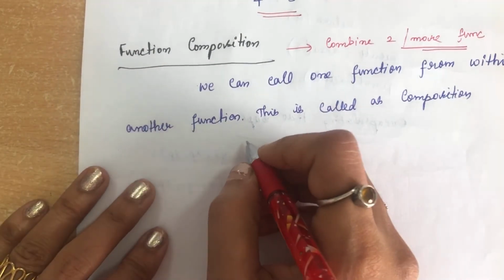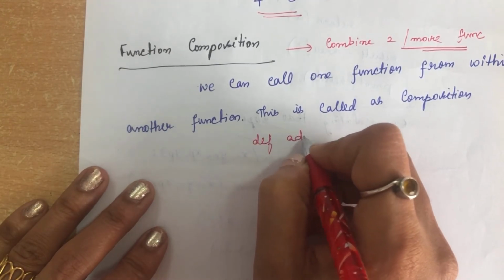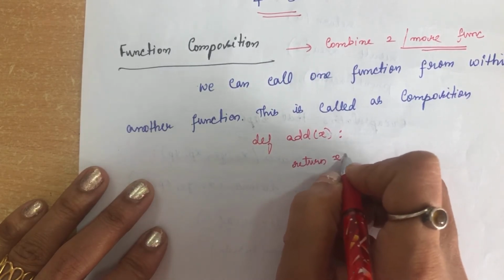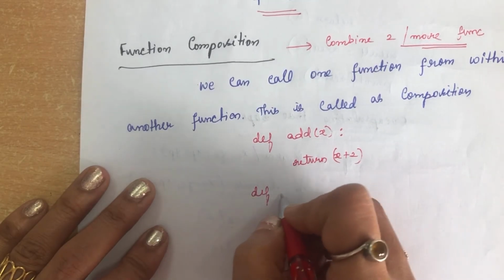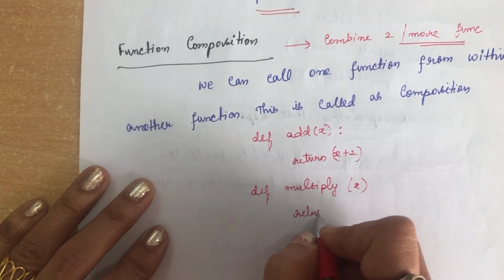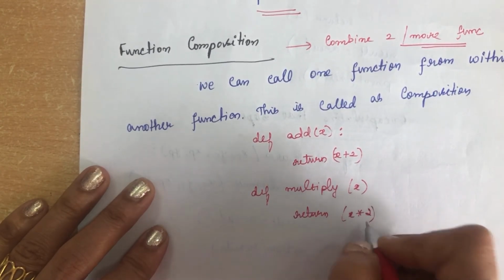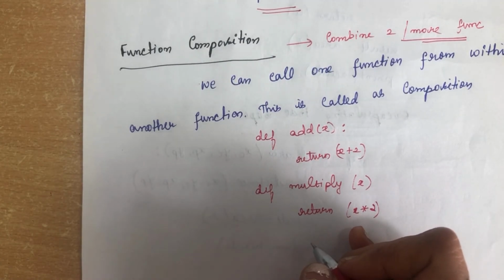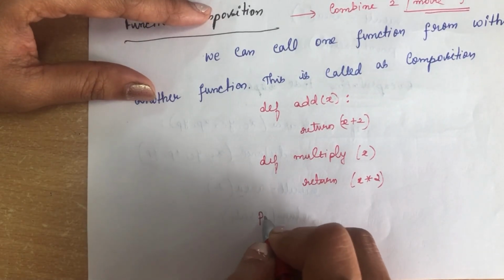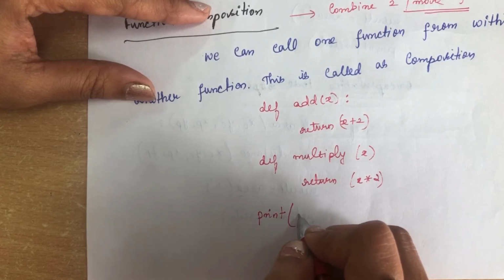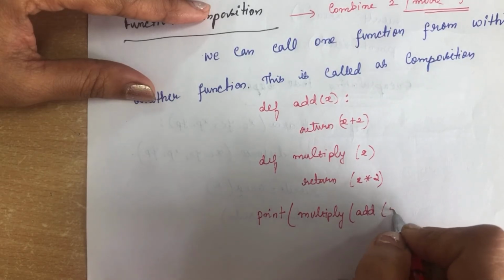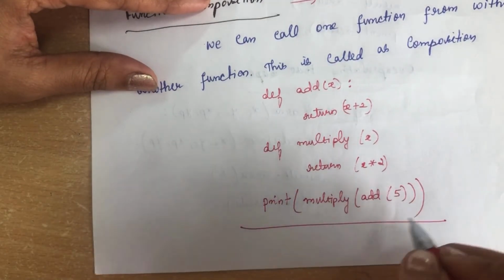For this I can give you an example, def add of x. Here I am going to return x plus 2. And I have one more function, def multiply of x. Here I am going to return x star 2. The first function is going to add 2 and the second function is going to multiply by 2. In your main program, I am going to write print of multiply of add of 5. So this is your function composition.